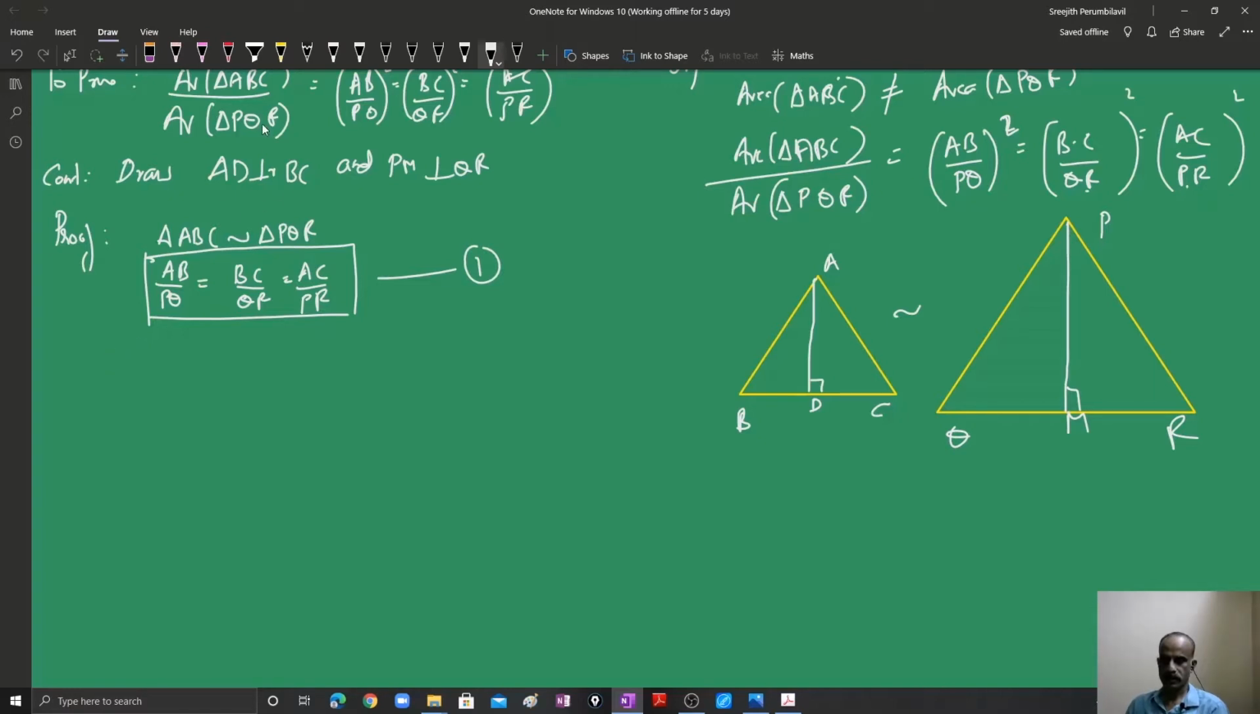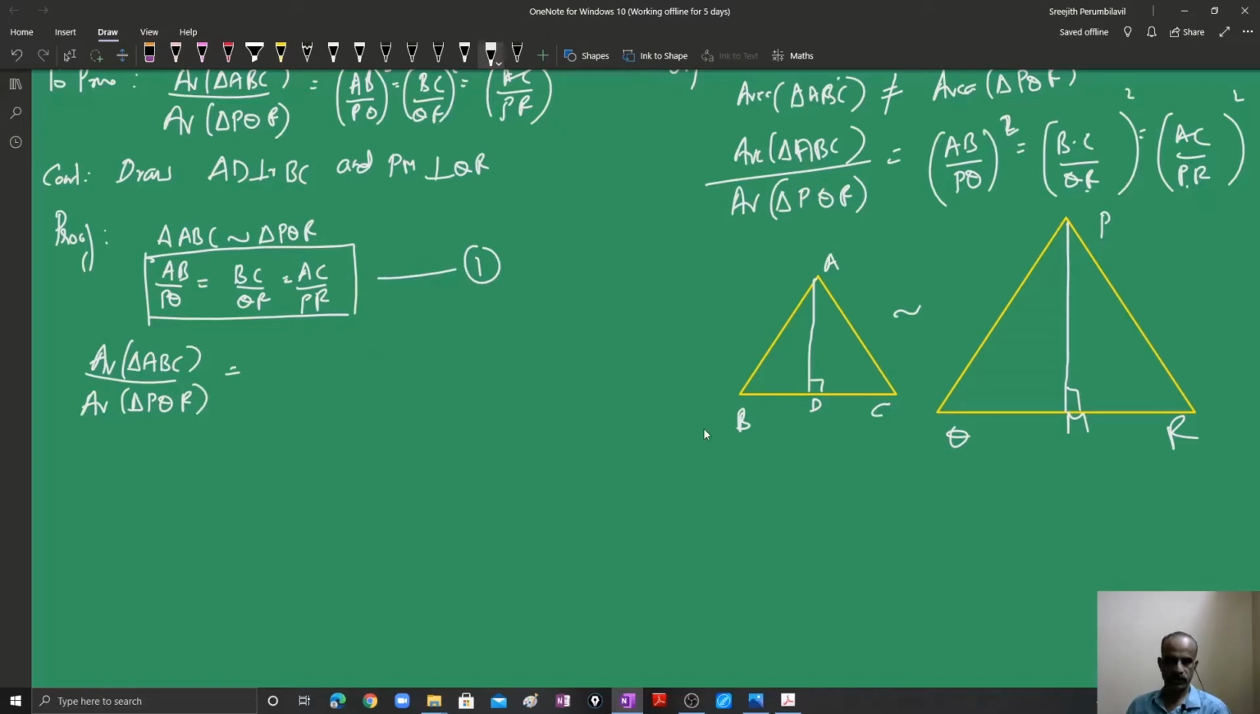Now we will start what is to be proved. What is to be proved? The ratio of their areas. Okay, ready? So we'll take area of triangle ABC divided by area of triangle PQR. This is what we have to prove.